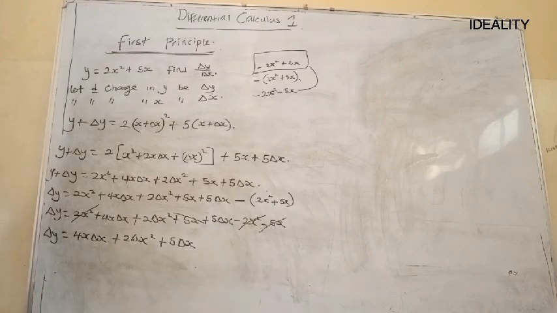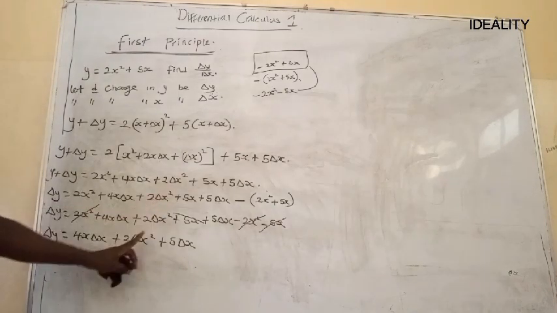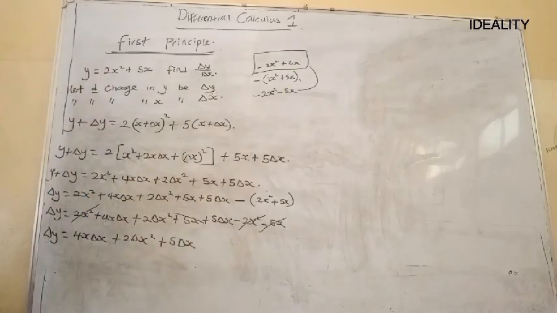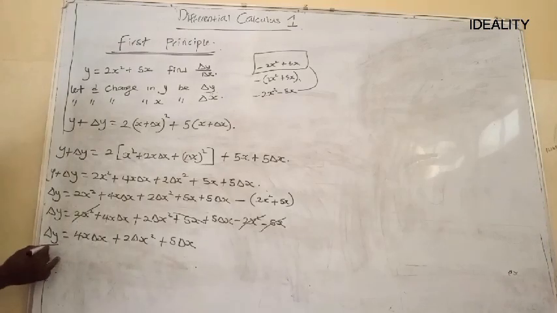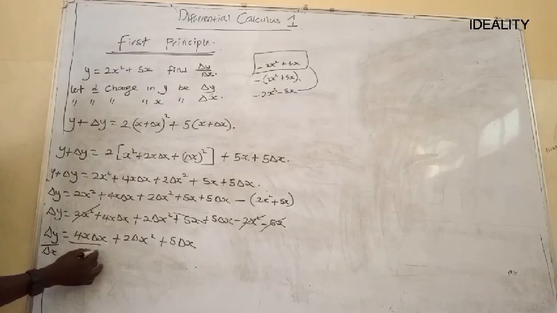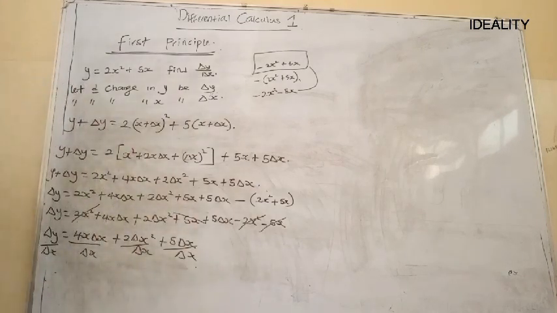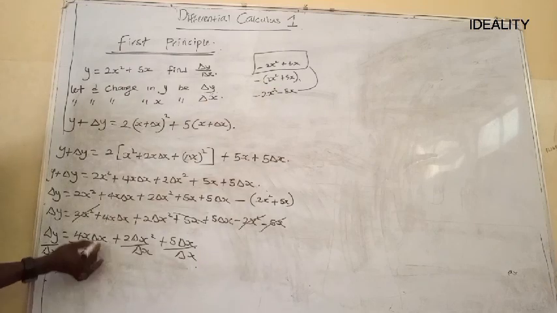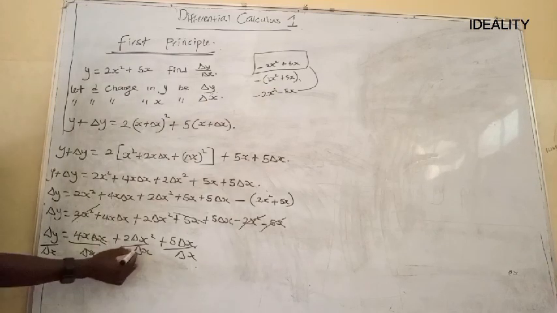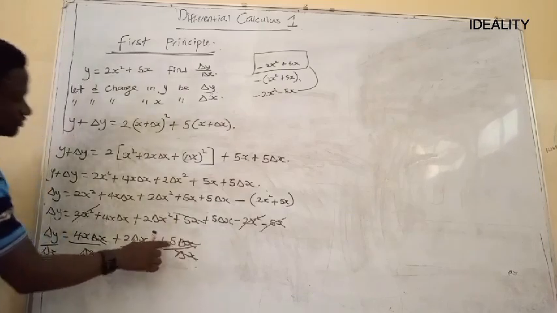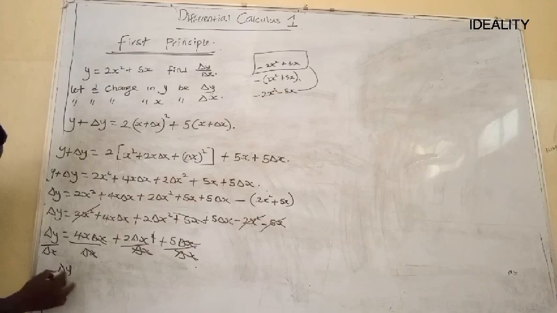Yeah, I think that's right. 4x theta x plus 2 theta x squared plus 5 theta x. So what do we do? We divide all through by theta x. What do you have? You have theta x cancel theta x, you are left with 4x. Theta x cancel this square, you are left with 2 theta x, and theta x cancel theta x, you are left with 5.